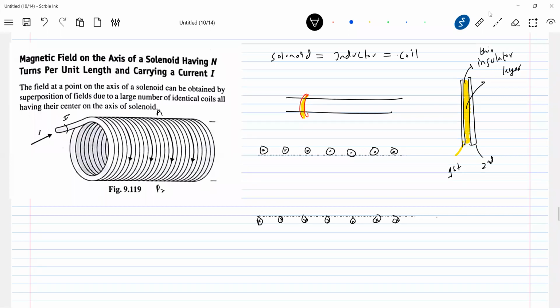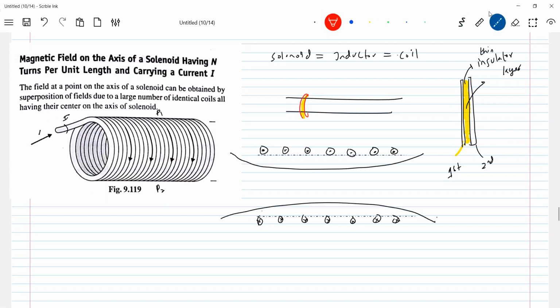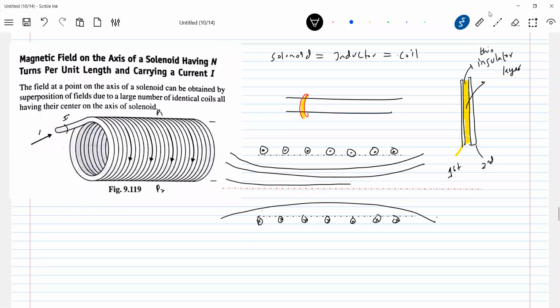And how is the field due to the solenoid? Here the current will be out of the plane, and this will be into the plane. So the field due to the solenoid between them will be in this way. And we'll define this as the axis of the solenoid. This will be the field between the solenoid. The volume of the solenoid, shall I say, is cylindrical.